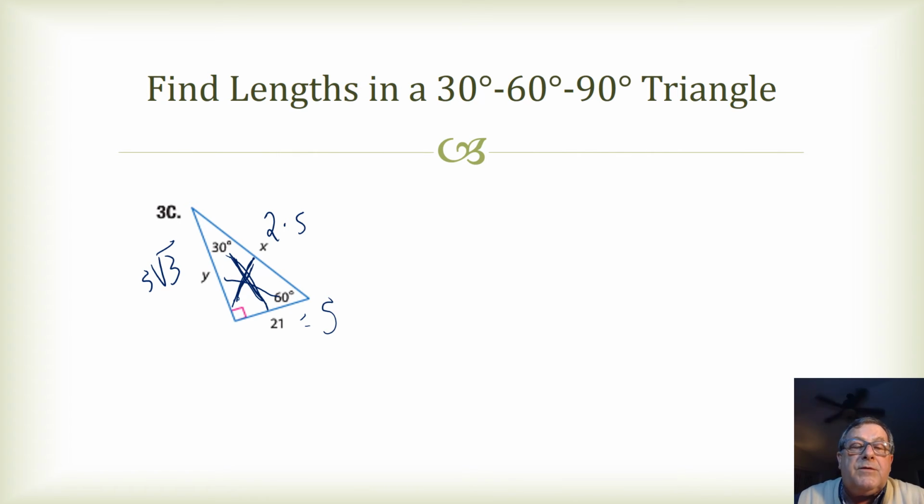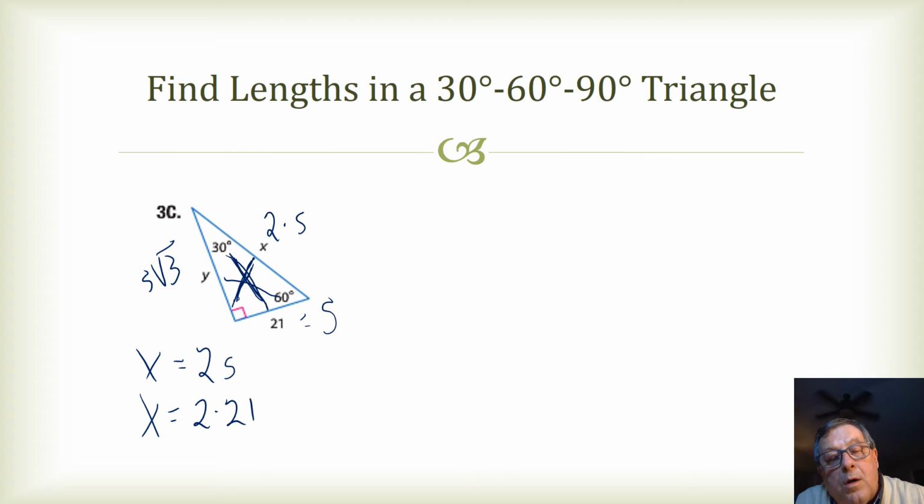Do you want to do the hypotenuse first or the longer leg first? Let's do the hypotenuse first. So if x is equal to 2 times the shorter leg, and the shorter leg is 21, then x is equal to 2 times 21. Therefore, x is equal to 42.